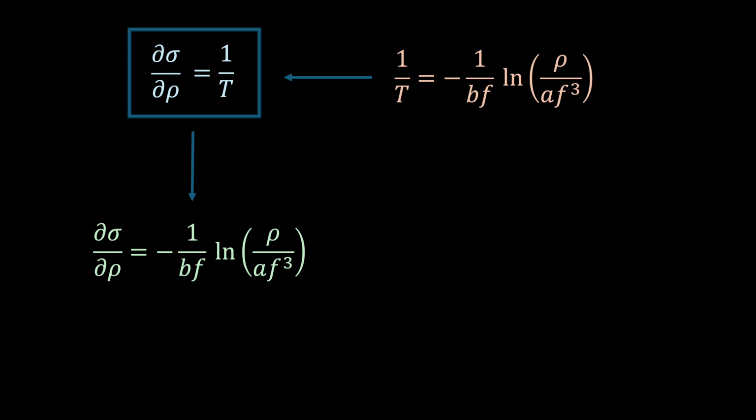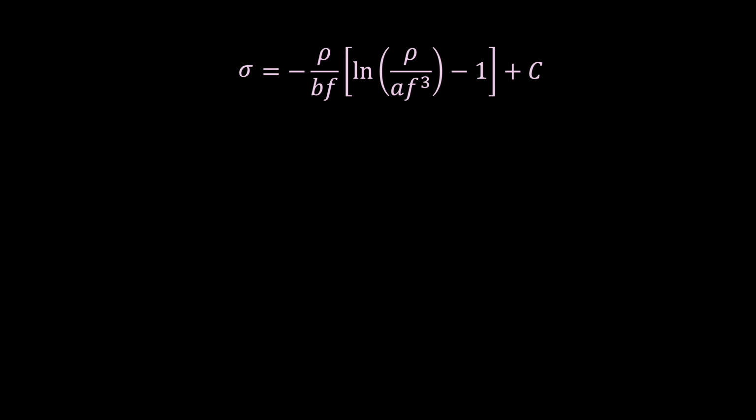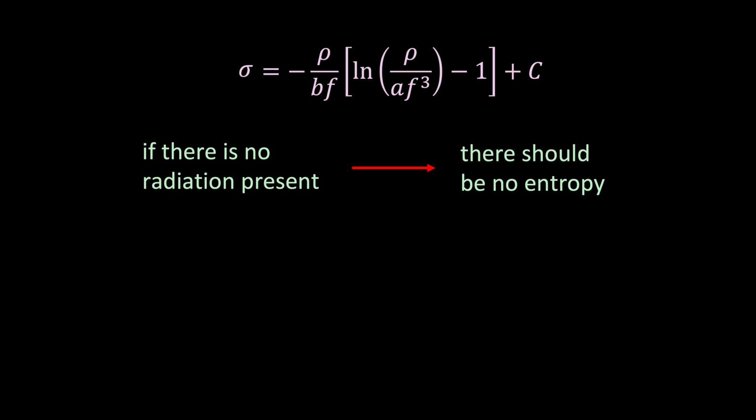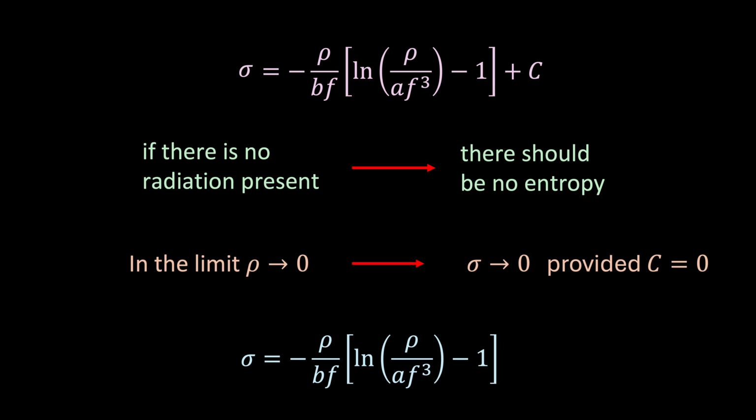And we now wish to solve this for the entropy density σ. To do that, we simply need to integrate with respect to the energy density ρ, and if you perform the integration, you end up with the following expression, where c is an integration constant. Einstein fixes the constant by a simple physical requirement. If there is no radiation present, there should be no entropy. And we see that in the limit that ρ goes to 0, σ goes to 0, provided we choose c equal to 0. And so we're left with the following expression for the entropy density. And this is precisely the expression that Einstein derives from the Wien expression for the energy density.